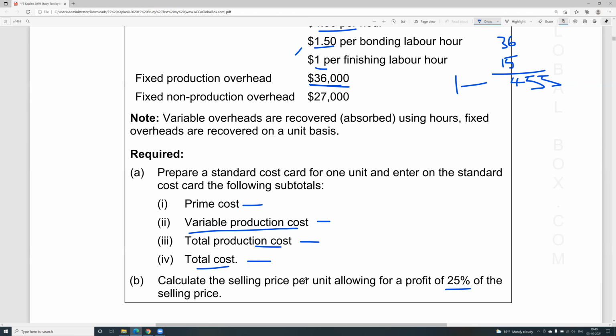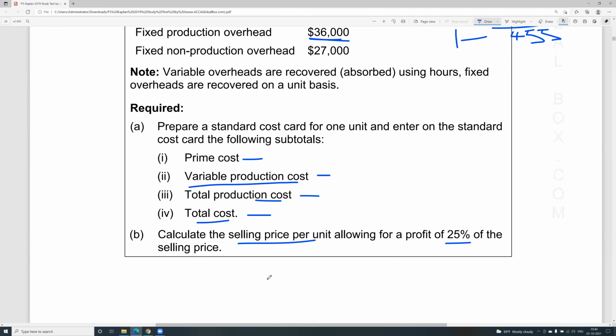Now, when we have this total cost, what he is asking is to calculate the selling price per unit, allowing a profit of 25% of selling price. Now, when the profit is 25% on the selling price, then the profit will be 33% on cost. Let me just explain this. Tell me, guys, do you know this? Are you guys good till now?